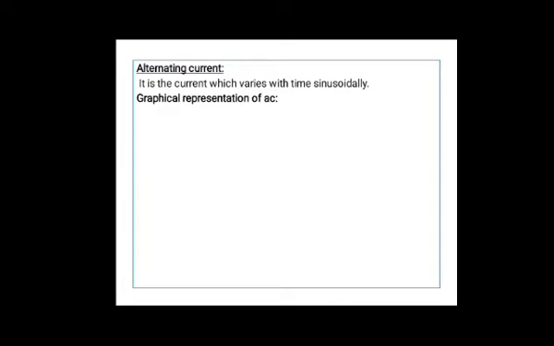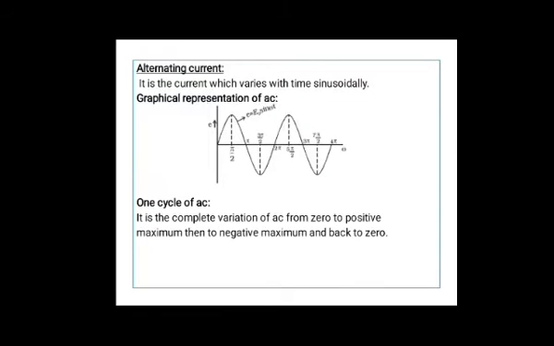Then how to represent graphically this AC or alternating current? This is graphical representation of AC. Along x-axis you can take time, along y-axis voltage or current can be taken. Then one cycle of AC means it is the complete variation of AC from 0 to positive maximum, then to negative maximum and back to 0.